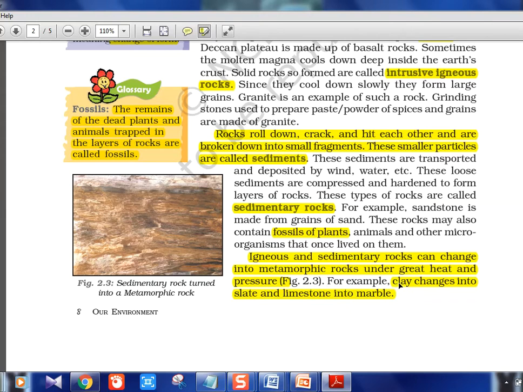This also UPSC has asked, like match the following. Clay will be changing to slate, limestone into marble. There are many more examples we will see in subsequent chapters. So know this thing as of now.